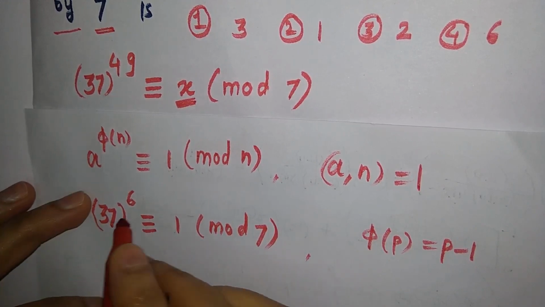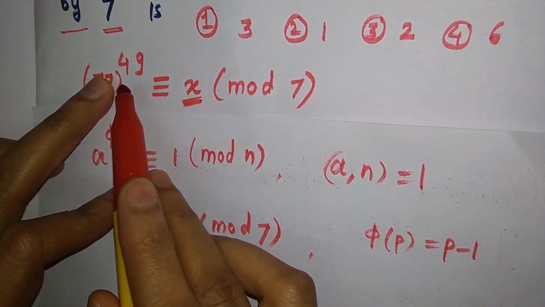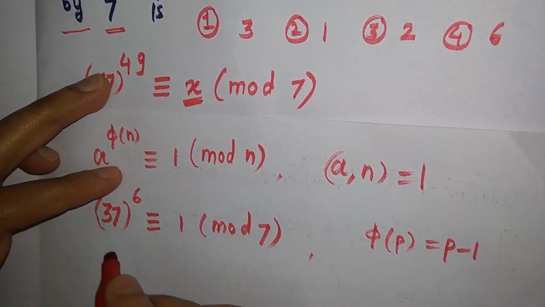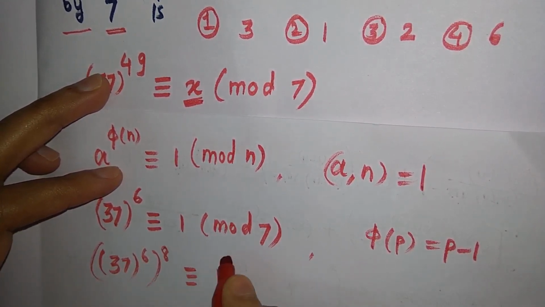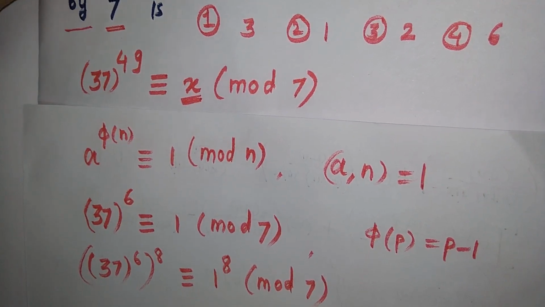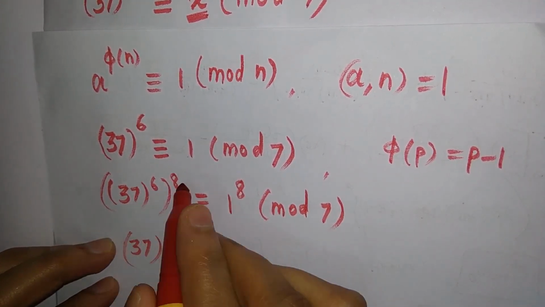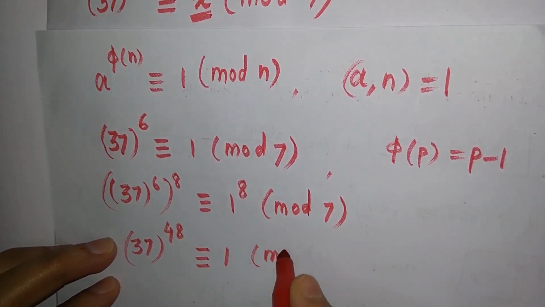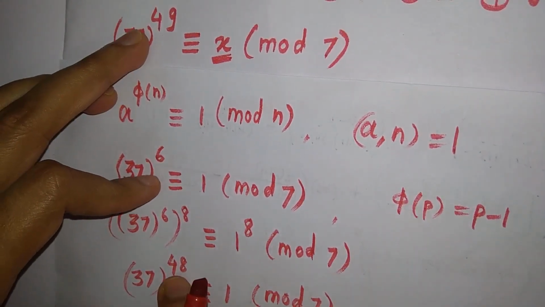Now just note that we want 49, right? In order to get 49 or a number closest to 49, we just have to take this power to be 8. Then we will get 37 raised to 6 raised to 8, same as 1 raised to 8 modulo 7. Now 37 raised to 6 into 8 will be 37 raised to 48, which is congruent to 1 raised to 8, which is 1 modulo 7. Now we are near to 49, right? This is 48 and this is 49.